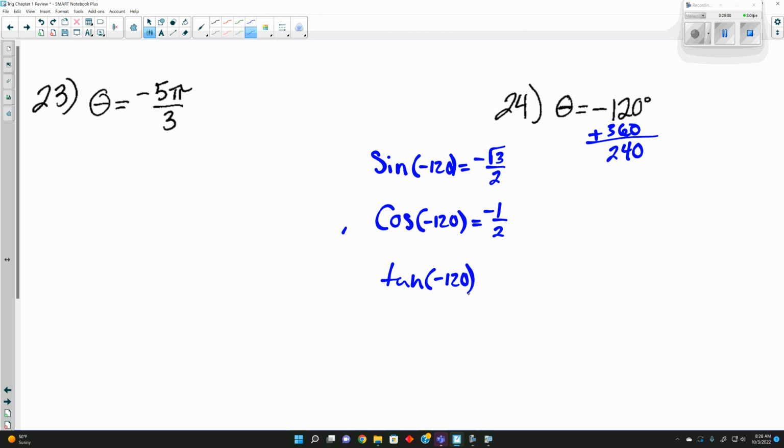And tangent of negative 120 is going to be square root 3. We get this here, and it'd be positive. In the 30xs, try typing in tangent of negative 120 and see what you get on the 30xs. And I would make sure that it's in degrees, not radians. We'll do these just fine.